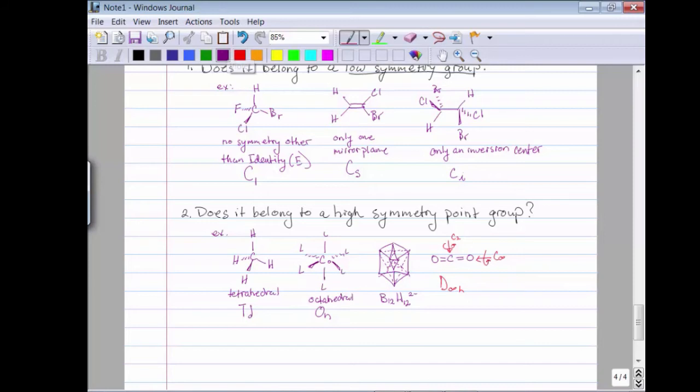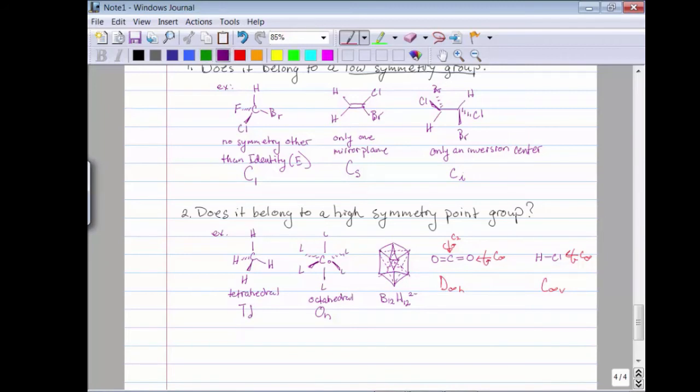If you have a linear molecule, then it always will have a C infinity. But if you have a linear molecule like HCl, where there isn't a perpendicular C2 axis, this one is C infinity V. And so the tetrahedral, octahedral, or D infinity H and C infinity V are the most common. You don't usually, I didn't write the other one, sorry.